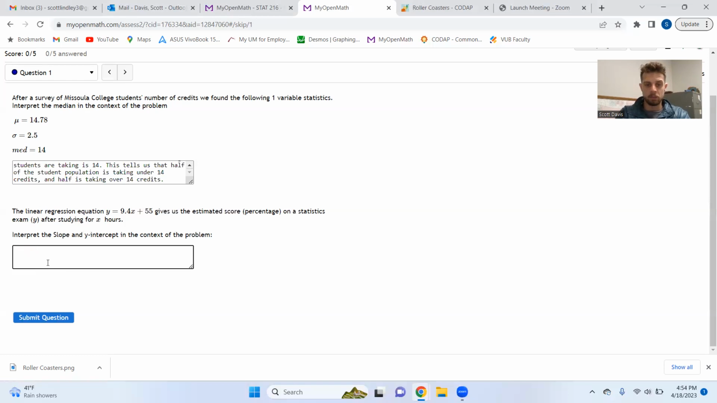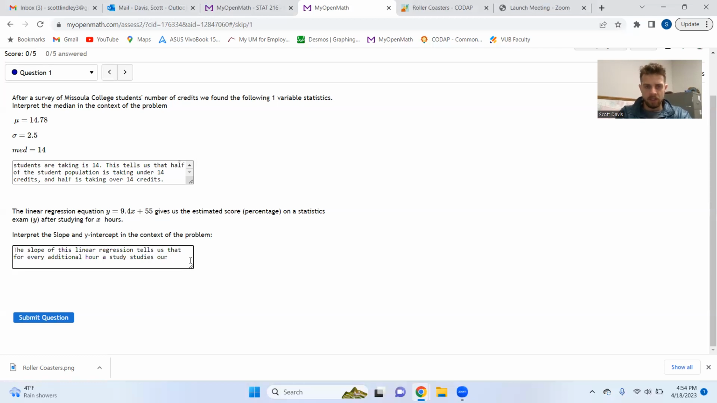Again, we want to do this in a complete sentence. So the slope of this linear regression tells us that for every additional hour a student studies, right? This is now saying in words, let's let our x, our independent variable, increase by 1. X increases by 1 additional hour a student studies.